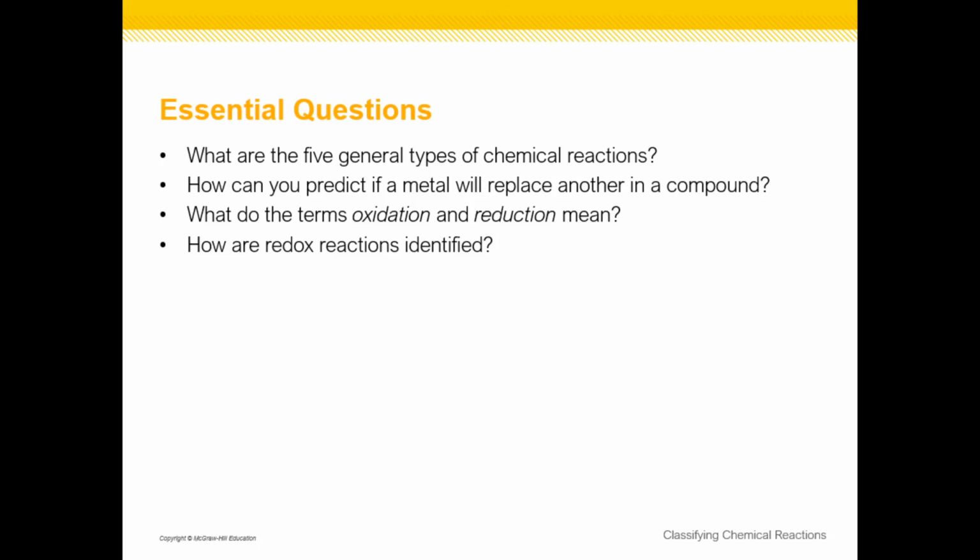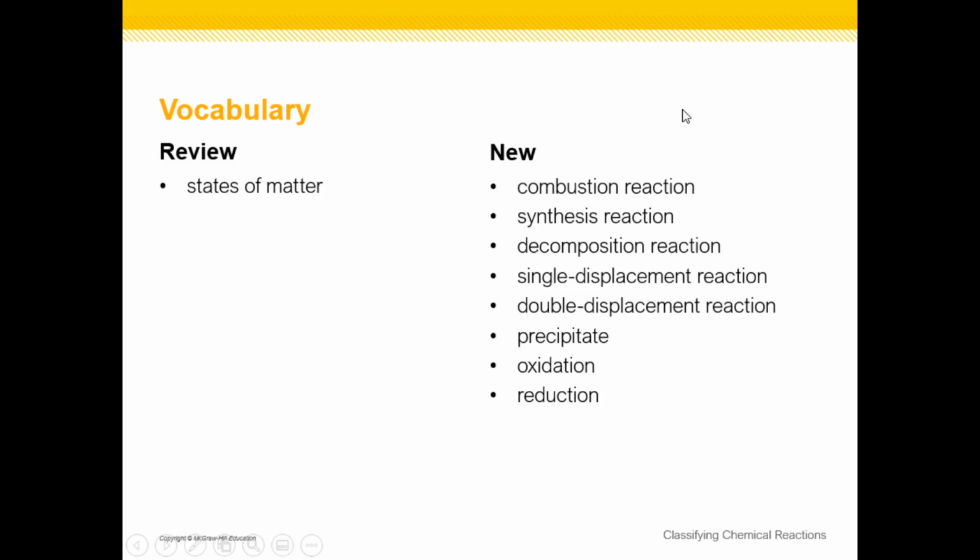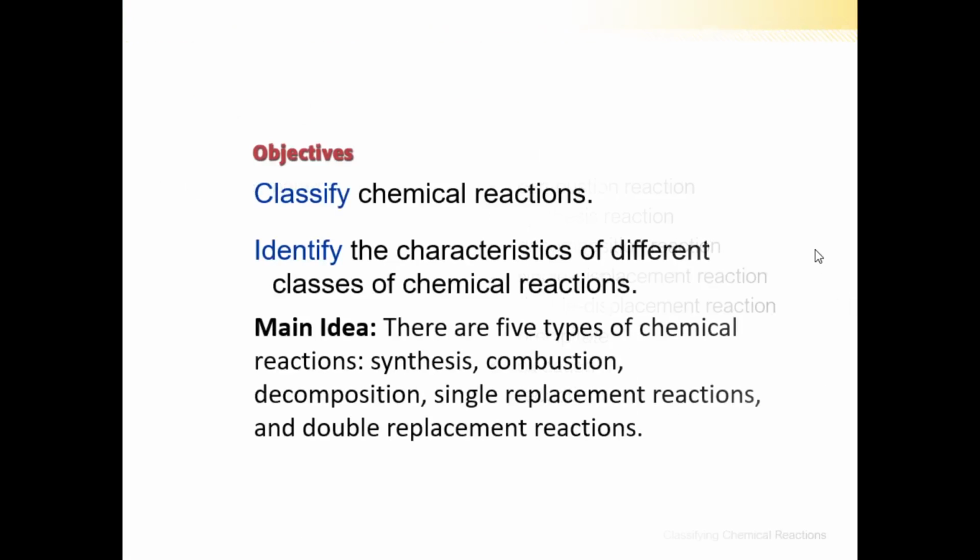We want to be able to predict if a metal will replace another in a compound. We want to understand what the terms oxidation and reduction mean. And then we also want to identify redox reactions. Some new vocabulary for us: we have combustion reaction, synthesis reaction, decomposition reaction, single displacement reaction, double displacement reaction, precipitate, oxidation, and reduction.